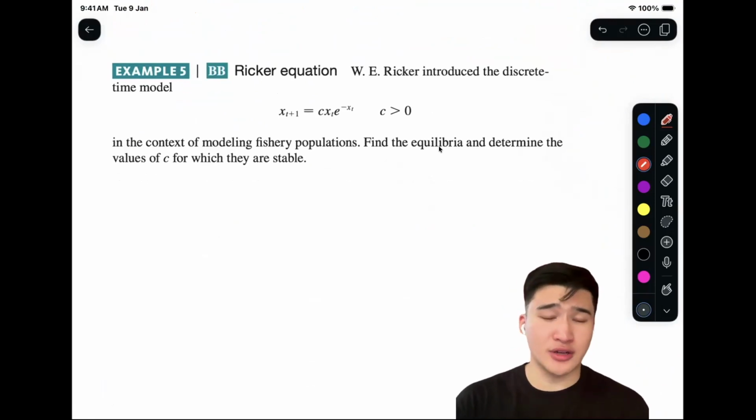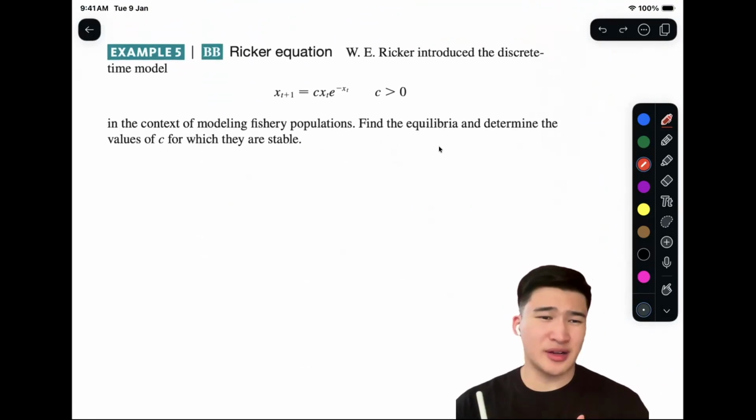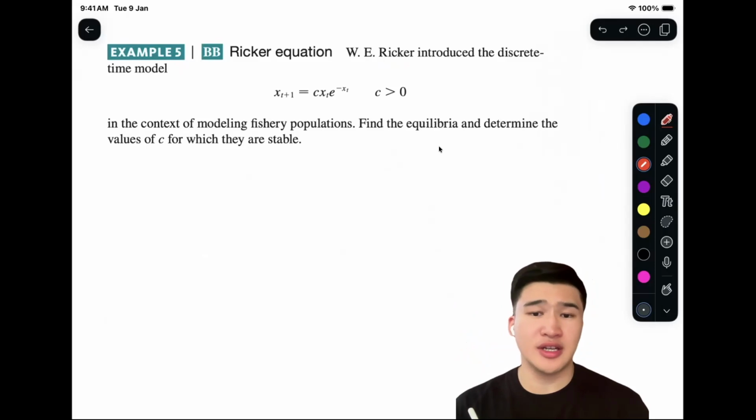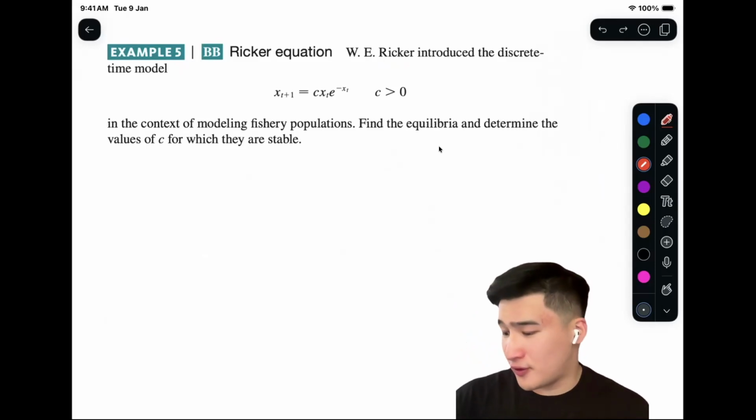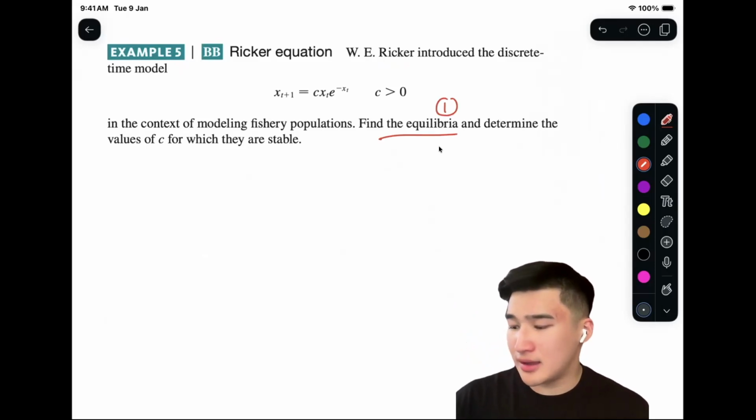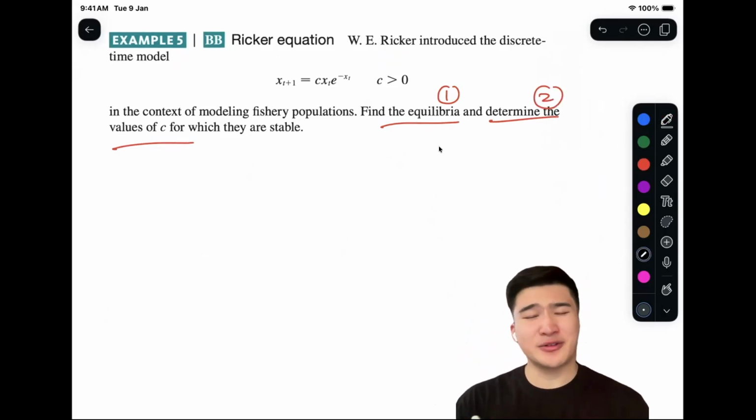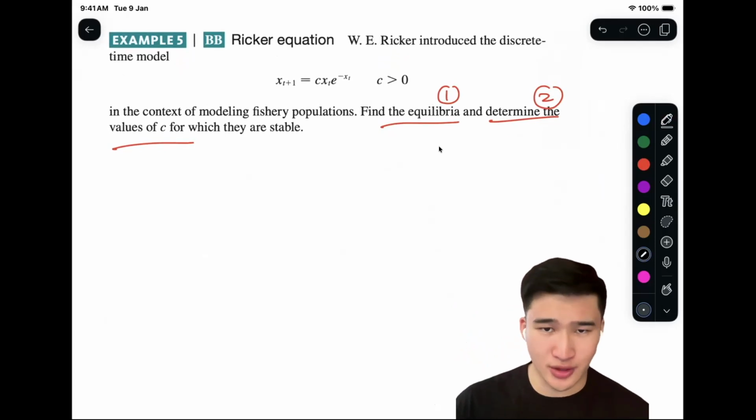So let's look at a question from our textbook. Basically, it's built in the context of modeling fishery populations, right? We have to first find the equilibria and then determine the values of C for which they're stable. And at the end, try to guess what C means along the way. And at the end, I will review that as well.